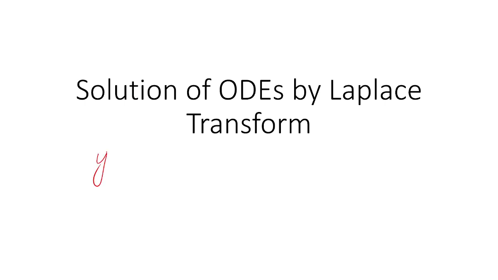We have a population equation. So I am writing this equation. Let's say y dash minus 2y is a population equation, with the initial condition to be this. Now we want to use the Laplace transform to find the solution of this equation. So apply the Laplace transform.